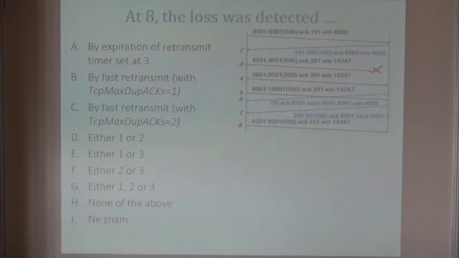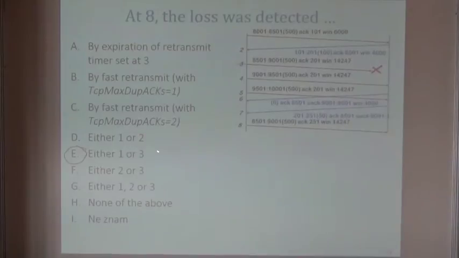So we see a large variance in the answer. The correct answer is probably E, I think. Why? Because, well, we can never be sure about the timings because the timings are not shown here. So it might always be that the timer expires before anything else. So expiration of a retransmit timer set at 3 is always a possibility. So the only possible answers are D, E, F, G.